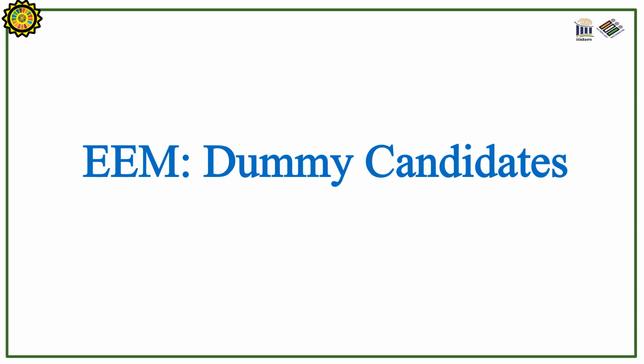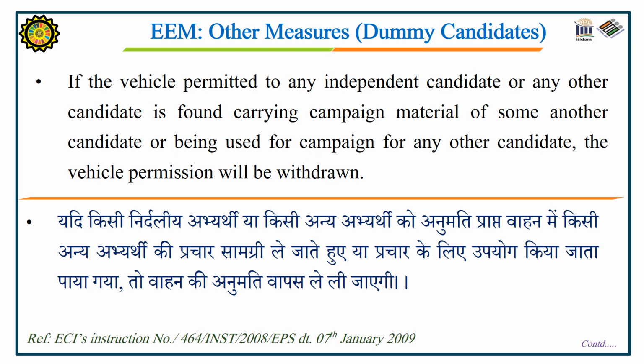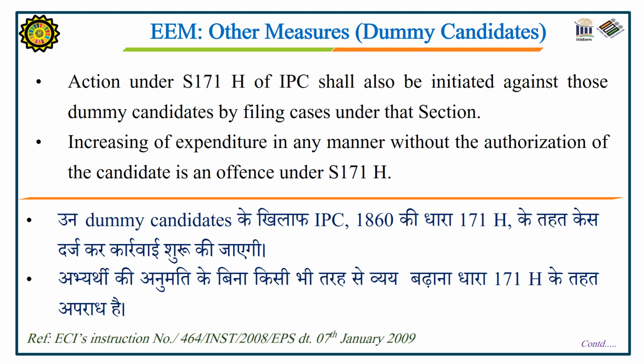Dummy candidates. If the vehicle permitted to any independent candidate or any other candidate is found carrying campaign material of some other candidate or being used for campaign for any other candidate, the vehicle permission will be withdrawn. Action under Section 171H of IPC shall also be initiated against those dummy candidates by filing cases under that section.